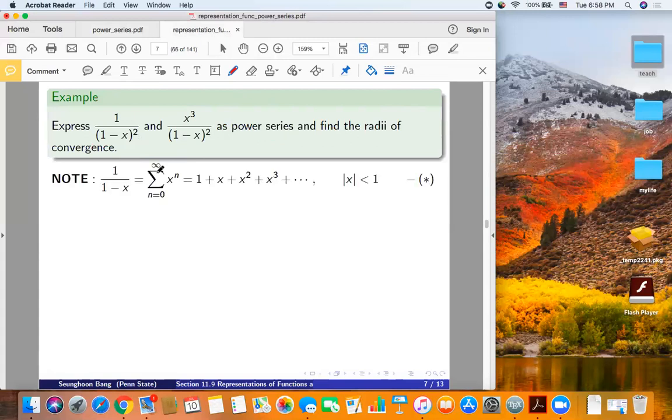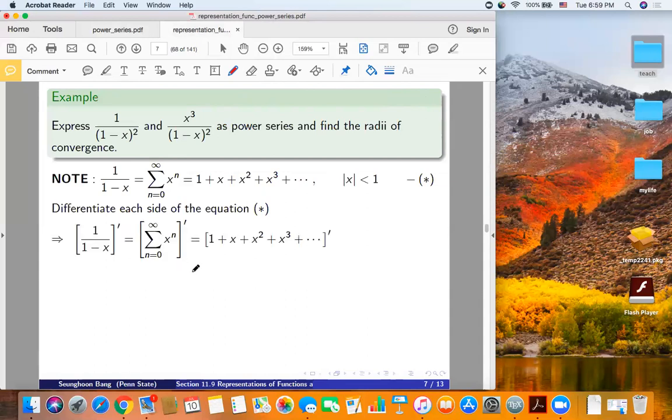We can use the geometric series 1 over 1 minus x. 1 over 1 minus x is the summation from n equals 0 to infinity of x to the power n. What's the next step? Differentiate each side of the equation. Take the derivative, like this.